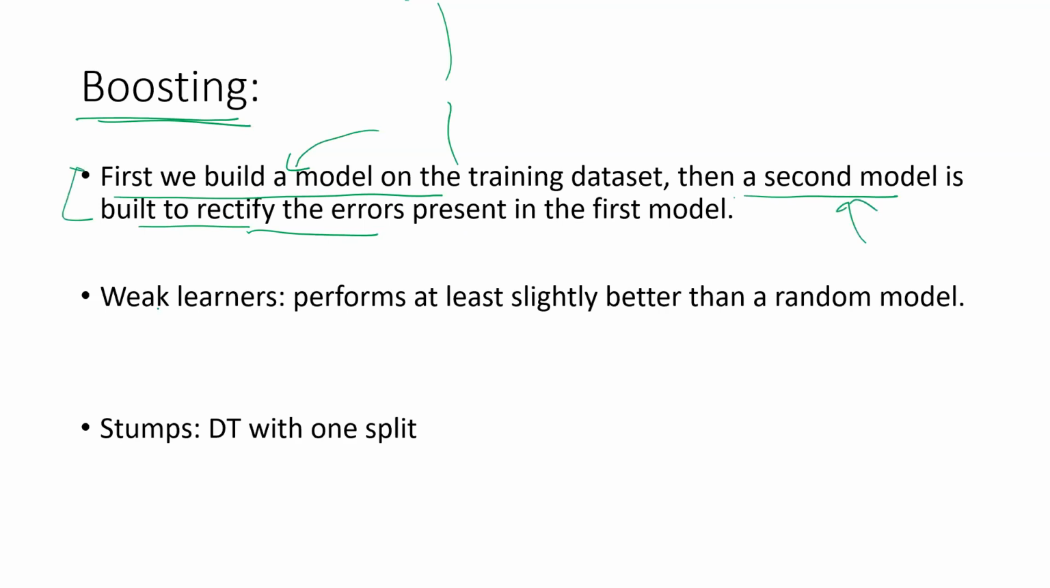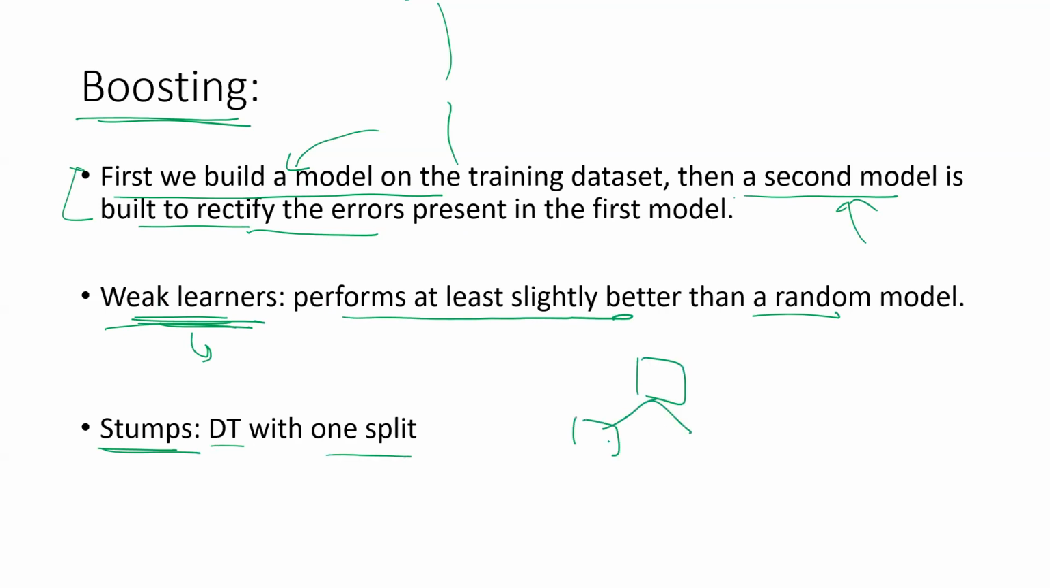Generally, we start with a weak learner. What is a weak learner? We have already told you: one whose performance is slightly better than a random model. One example of a weak learner is a stump. A stump is a decision tree with one split. It is a weak learner because it gives just slightly better performance than the random model. So for boosting, we generally use stumps or trees of lesser size.